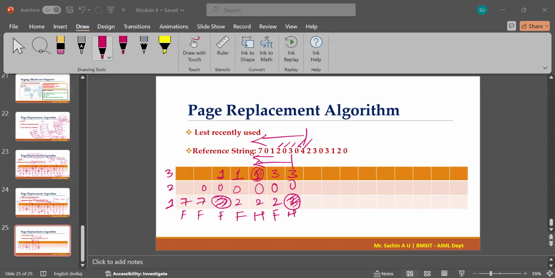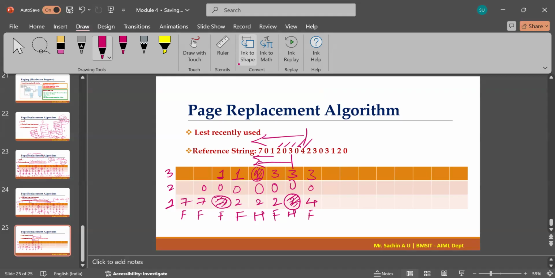Okay. So if you see here, at this point we are trying to replace. I think 4. So in the past, after this 4, if you just see, 0 is used, 3 is used, and 2 was, in the far away past, used. So instead of 2, I will be replacing 4. But this we term as a fault, 0 and 3.